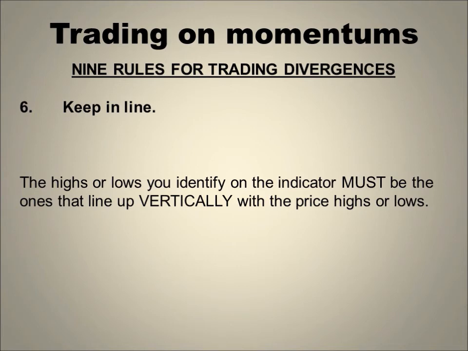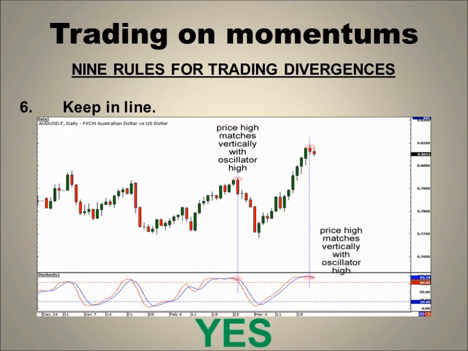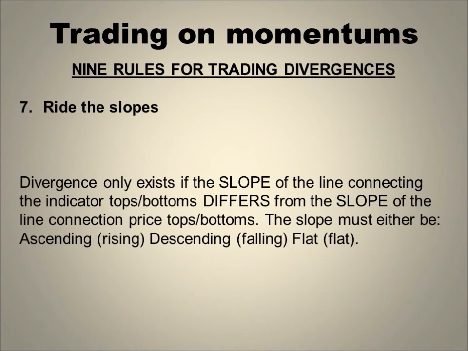Also, keep in line, the highs or lows that you identify on the indicator must be the ones that line up vertically with the highs and lows. So again, when we are trading on the relationship of price and momentum, make sure that they do line up and draw vertical lines to make sure that they line up. So in this chart, this is the right way to do it.